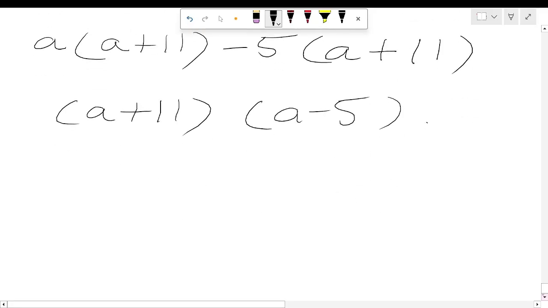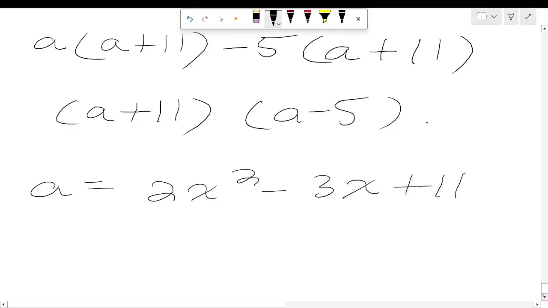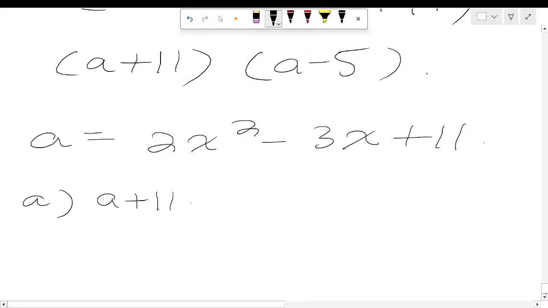the value of a. So the value of a, what was the value of a? It was 2x square minus 3x plus 11. Now we need to place this value in a plus 11 as well as a minus 5. So let's do it for a plus 11 first. So I'll place it here. So that will be 2x square minus 3x plus 11. So this will be our value.